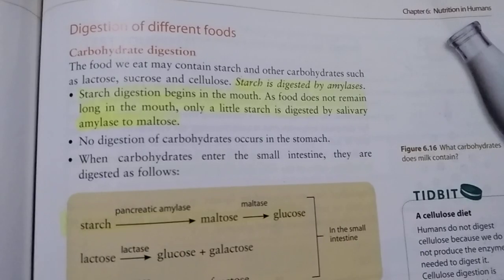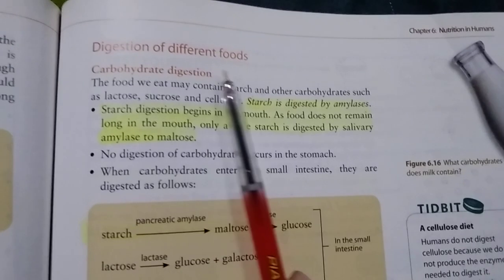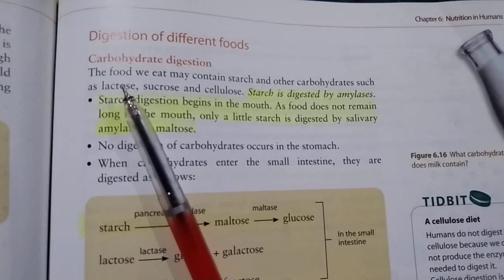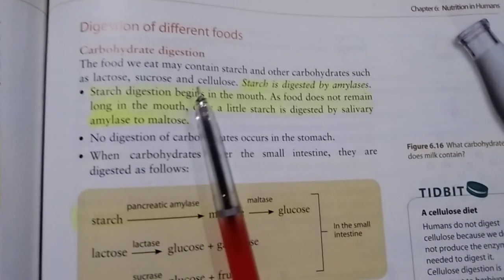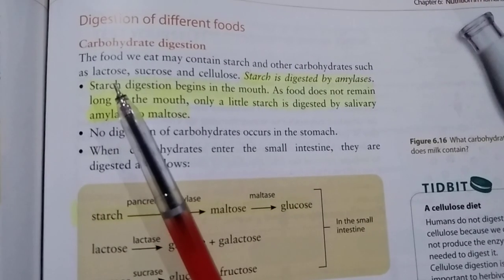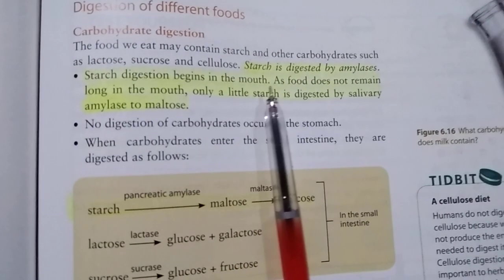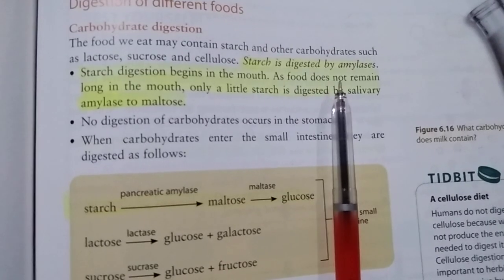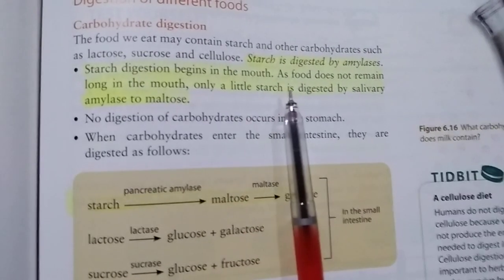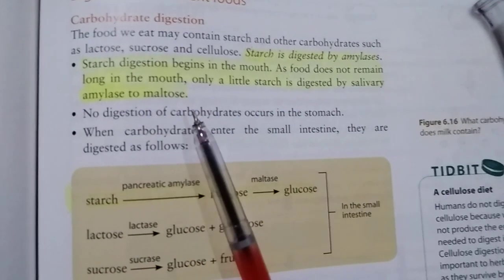Now let's start the topic: digestion of different foods. Carbohydrate digestion. The food we eat may contain starch and other carbohydrates such as lactose, sucrose, and cellulose. Starch is digested by amylase. Starch digestion begins in the mouth, though food does not remain long in the mouth.